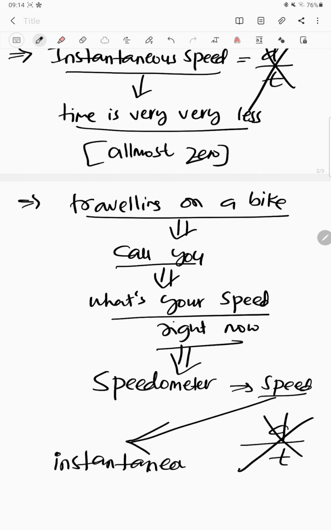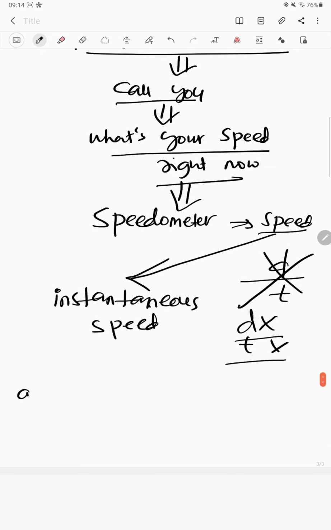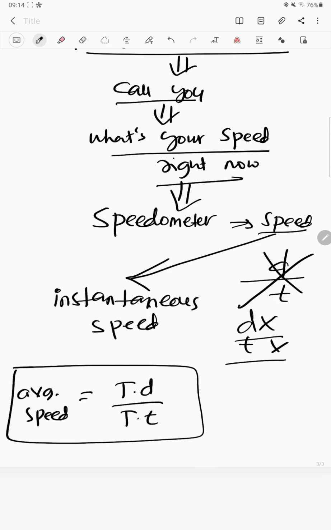So to find out the instantaneous speed, there is no need of distance and no need of time. You just have to look at the speedometer and tell. But to find out average speed, you definitely need the total distance traveled and total time taken. I hope average speed and instantaneous speed are very clear.